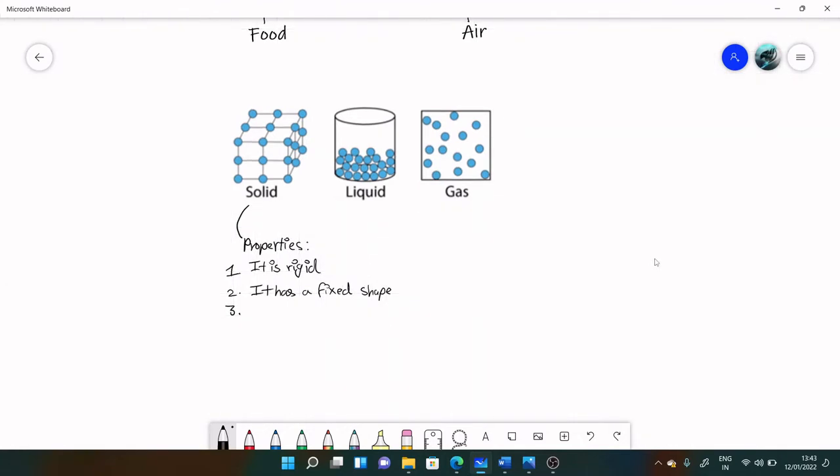Now, there's another property that is usually used to describe solids, and that is volume. Do you know what volume is? Volume is the amount of space an object occupies. So, just take your phone, place it on your table, place it on your bed, or place it on a chair. It's going to occupy the same amount of space everywhere, right?